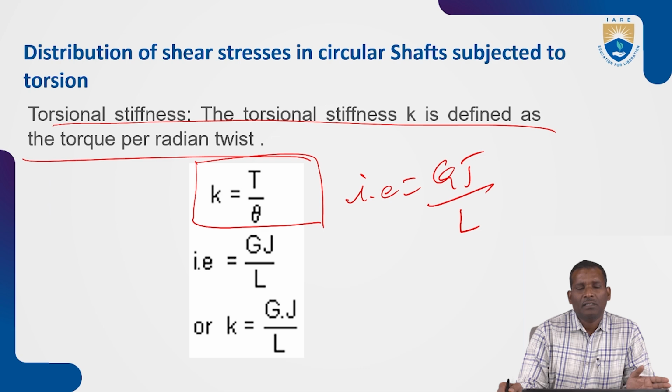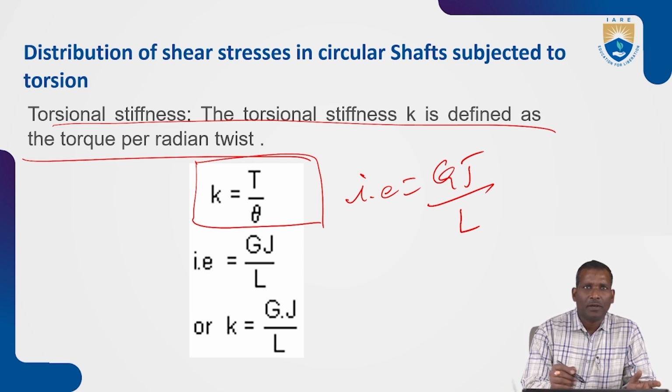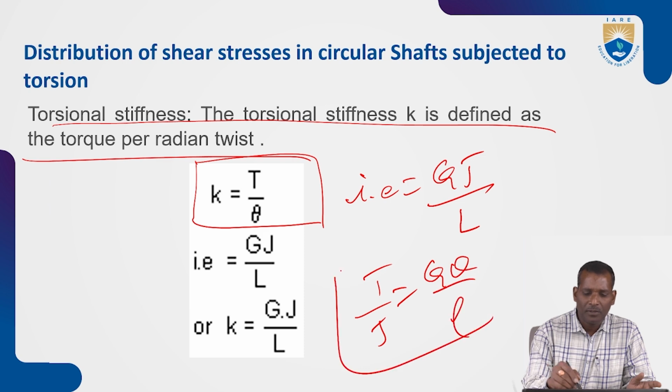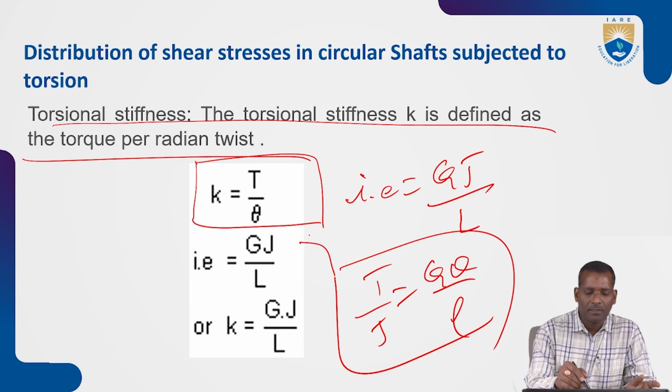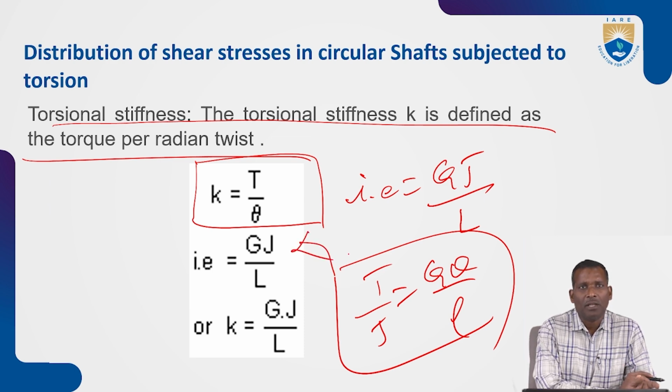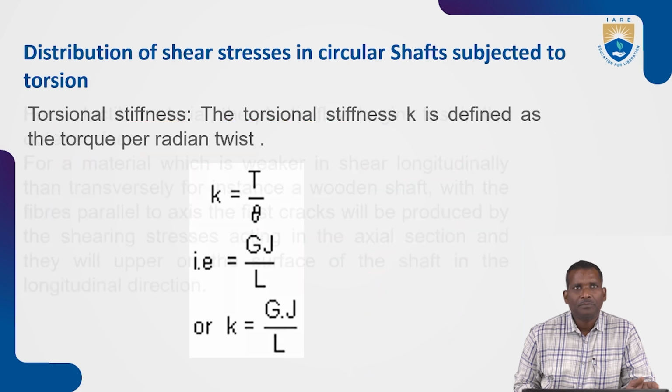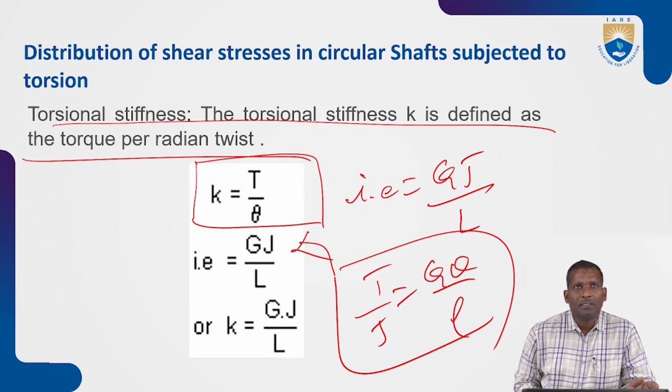So what is G? Modulus of rigidity. J is the polar moment of inertia and L is the length of the circular shaft. So T by J is equal to G theta by L. We have already derived this in the previous session. So from this equation, write the formula K is equal to GJ by L. So this is called the torsional stiffness, which is represented with K.